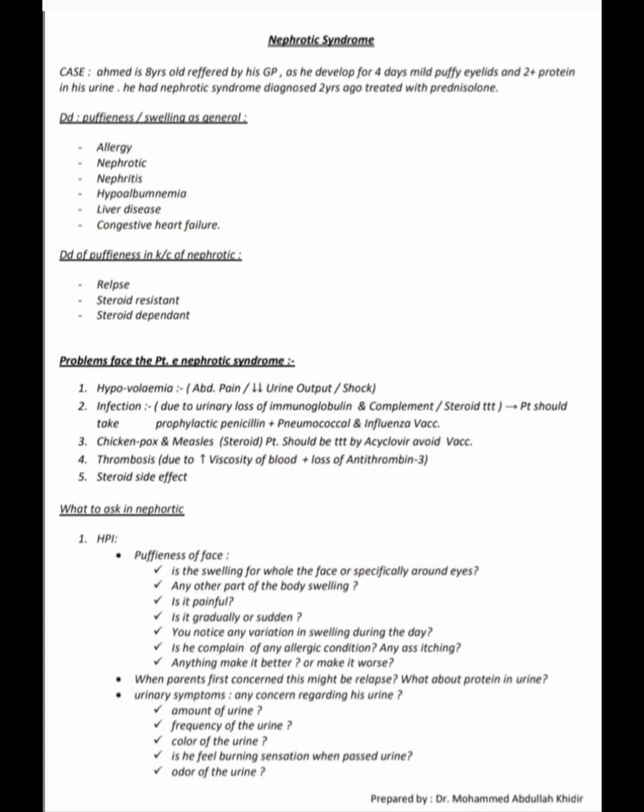Urinary symptoms: any concern regarding his urine. What urinary symptoms do you ask about? These are the amount of urine, frequency of urine, and color of urine. Does he feel a burning sensation when passing urine? And the odor of the urine.